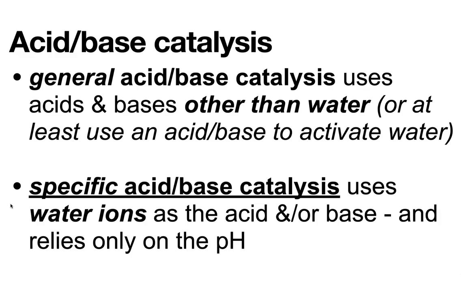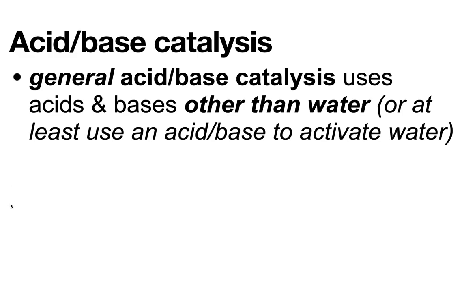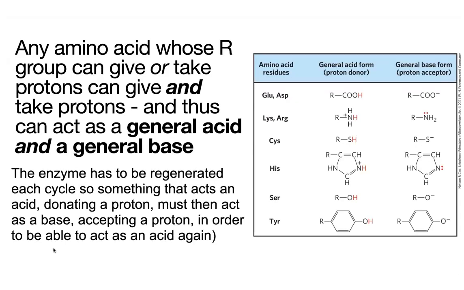As I mentioned, we're typically dealing with general acid-base catalysis with enzymes, so let's dive in and talk about those. A confusing thing for many people is that any amino acid whose R group is protonatable, so it can give or take protons, must by definition be able to give and take protons, meaning that it can act as both a general acid and a general base.